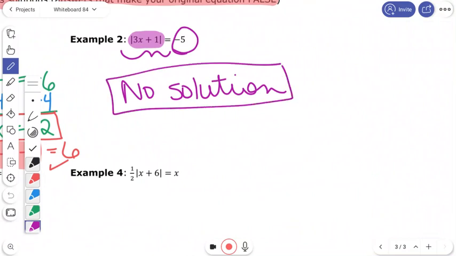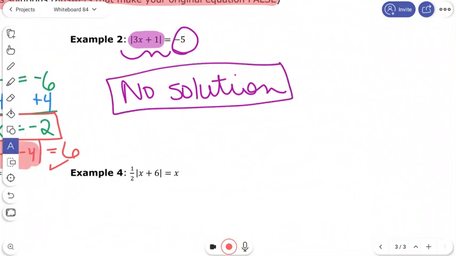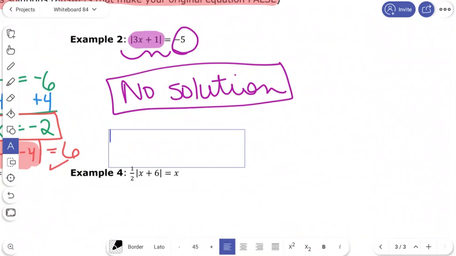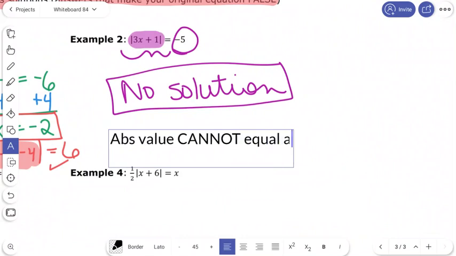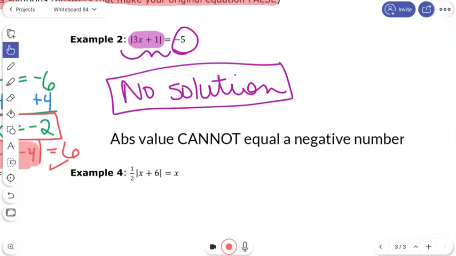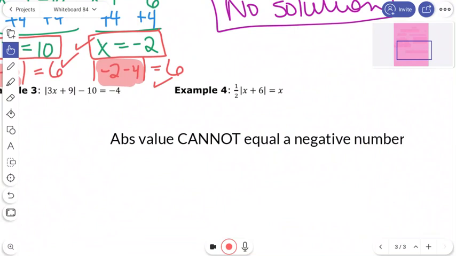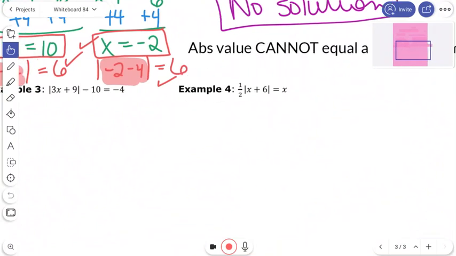Because an absolute value can never, ever equal a negative number. You should probably write that down on your note sheet, highlight it, star it, whatever. You've got to remember that an absolute value cannot equal a negative number. Okay, third example.